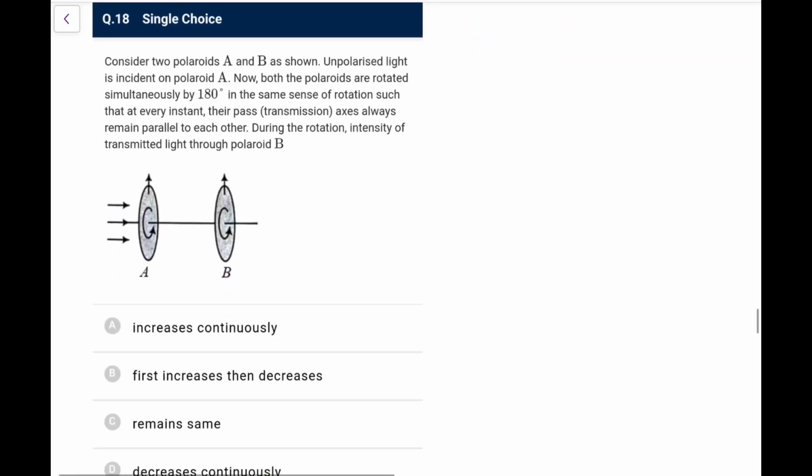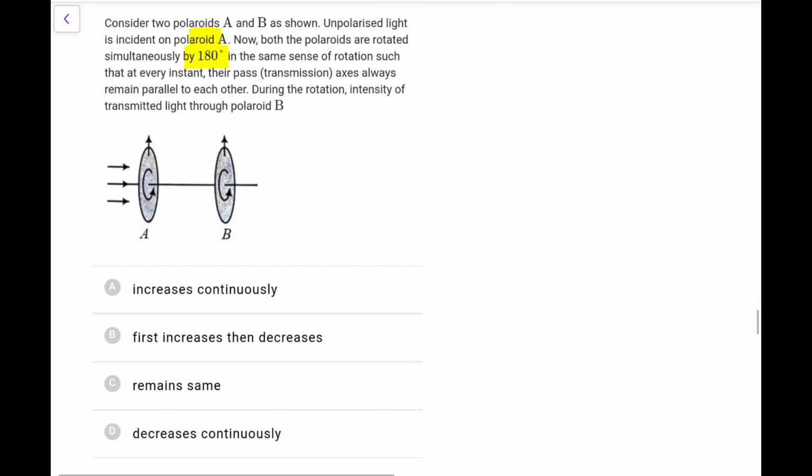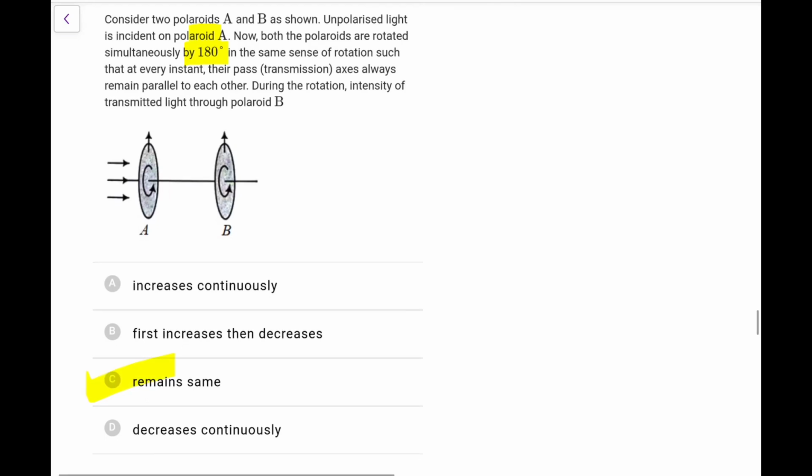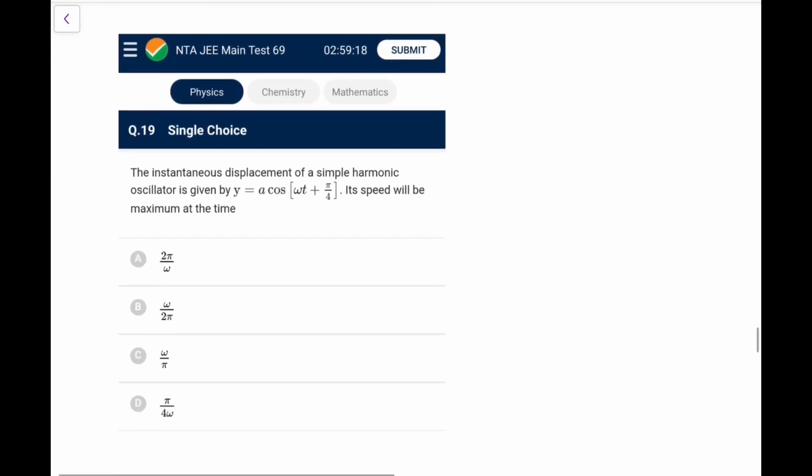Next one. Consider two Polaroids A and B. As shown, unpolarized light is incident on A. Now both are rotated simultaneously by 180 degree in the same sense of rotation, such that at every instant their axes always remain parallel. During the rotation, intensity of the transmitted light through Polaroid B will remain same, because their angle is still the same, their axes are always parallel, so there won't be any change. If only one was rotated, then the changes would have been seen.